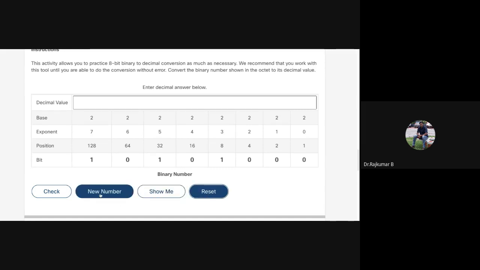So now let us go with another number. Now see what is the value of this. 00010000. Is it 16? Just check it out. Correct. The next value. Try to calculate this. What is the value of this? This exercise is very important for further discussion, so that's why we are doing this activity.